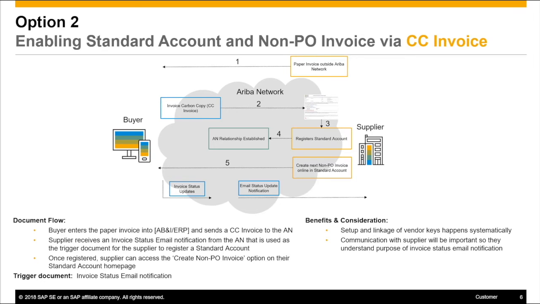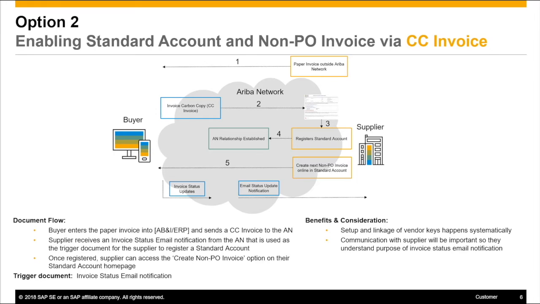In this scenario, the document flow is as follows. The buyer will enter the paper invoice either into Ariba Buying and Invoicing or into their ERP and send a CC invoice to the Ariba network. The supplier then receives an invoice status email notification from the CC invoice that is then used as a trigger document for the supplier to register a standard account. Once registered, the supplier can access and create the non-PO invoice on their standard account homepage.